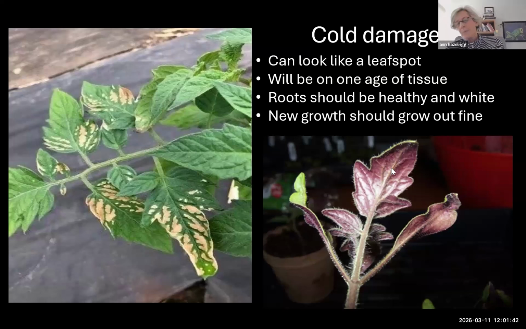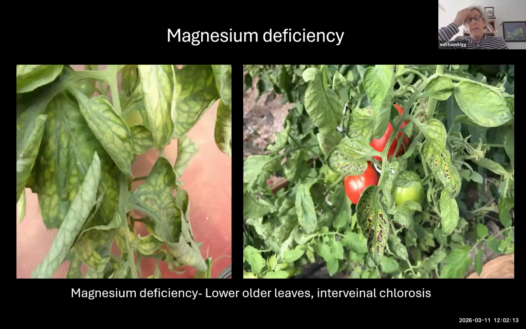So what's that spot? Well, there's a lot of weird spots that show up in high tunnels. One of the first can be cold damage. I've seen sometimes they look like leaf spots. So just be aware that cold damage is one of the first things you might see in the high tunnel. The damage will usually be on one edge of tissue. And you should always look at the roots, make sure they're healthy and white, but the new growth should grow out just fine. And that's the first spot of the year.